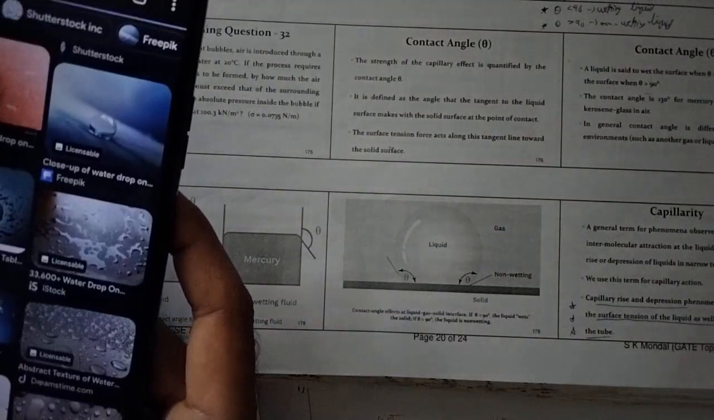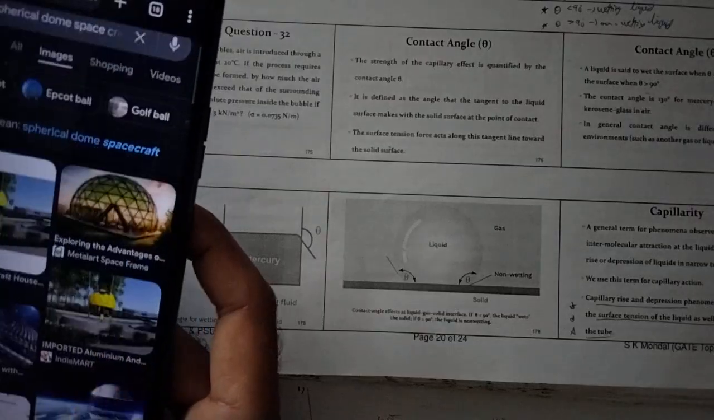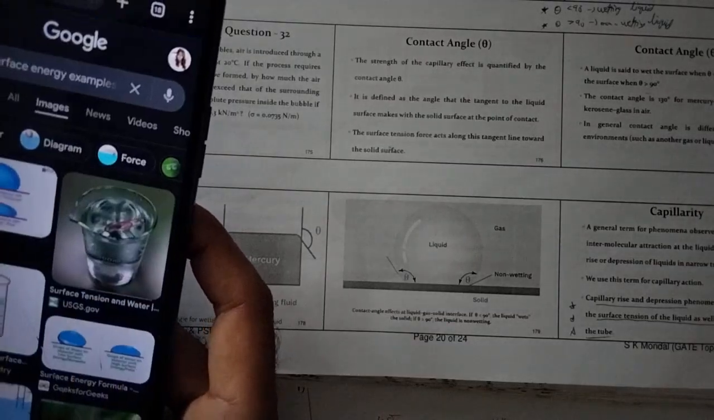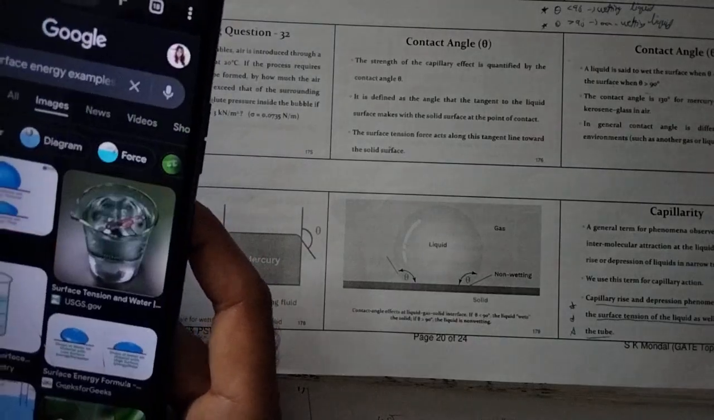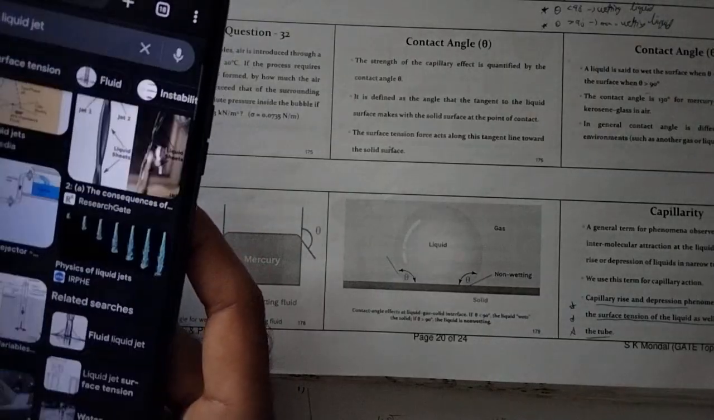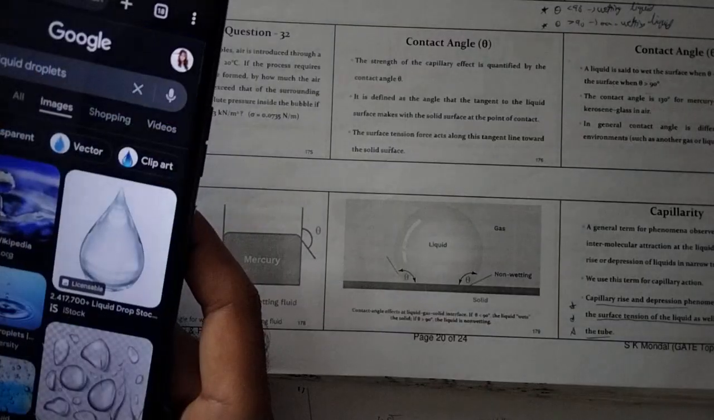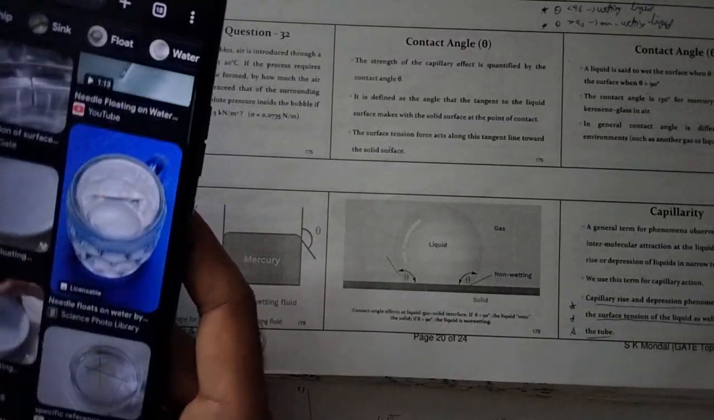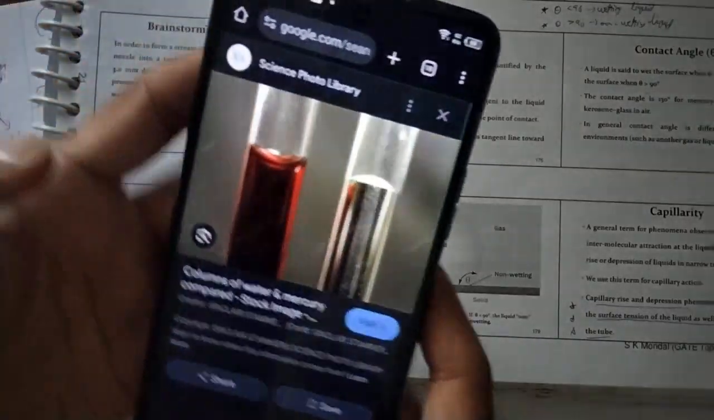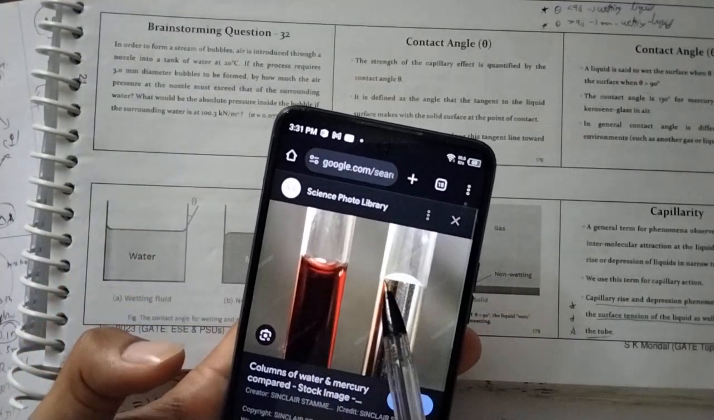You can see guys, the mercury is like this, and the water is like this. Before, I just showed you an example. See this one, this is blood, and how the blood comes up like this. But you can see the mercury comes up like this.